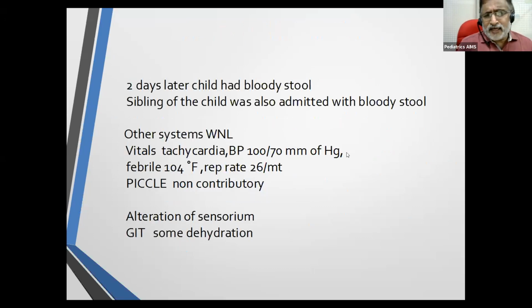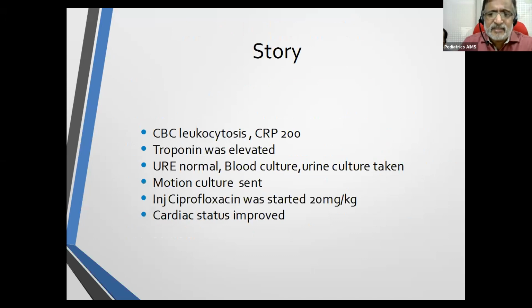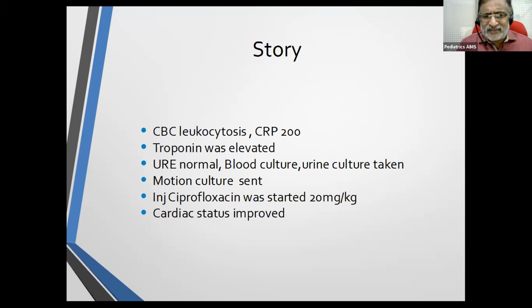Two days later, the child had bloody stool. Initially there was no bloody stool. A sibling of the child also had a similar story, bloody stool. Other systems are normal; vitals: tachycardia, BP 100/70, respiratory rate 26, per abdomen non-contributory. There is alteration of sensorium and examination showed some dehydration. CBC showed leukocytosis, CRP is 200, troponin was elevated. Urine routine examination was within normal limits, blood culture, urine culture taken, stool culture sent, and injection ciprofloxacin was started, 20 milligram per kilogram body weight, and cardiac status improved.